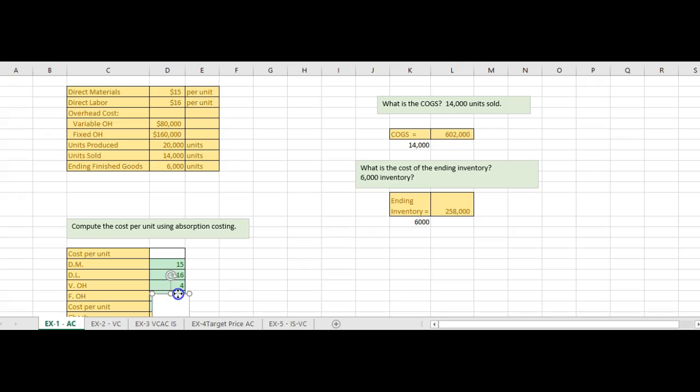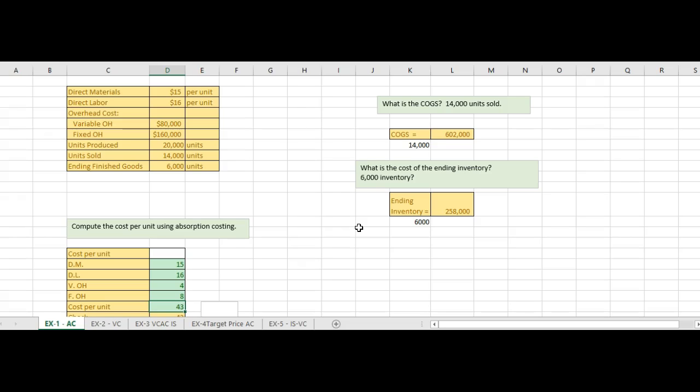Now, the fixed overhead is $160,000. So again, you use the units produced and divide it into the fixed overhead to come up with $8 a unit. So our per unit cost using absorption, which is actually what we learned to do in Accounting 101, is $43. So now we come around and ask, okay, what's the cost of goods sold?